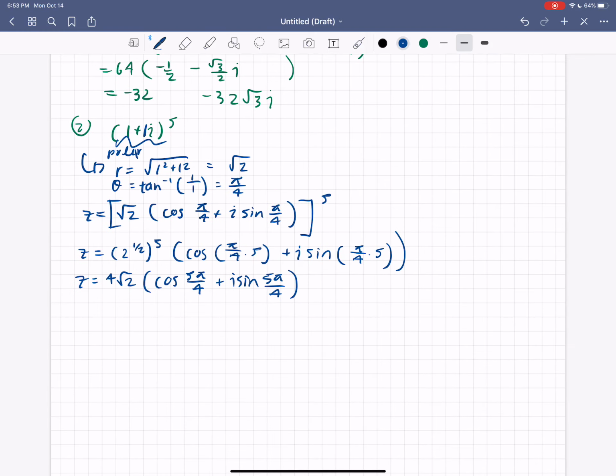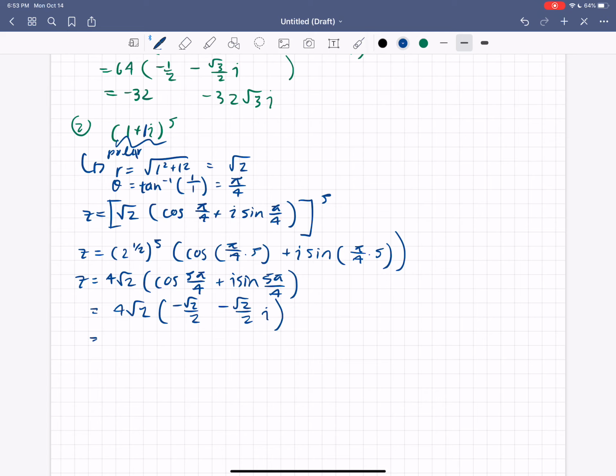Now, we can go further, and we can actually evaluate what those two values are. So cos 5 pi over 4 is like saying cosine pi over 4, but in the third quadrant. So it would become negative root 2 over 2, and then the same for sine. So sine 5 pi over 4 is like saying sine pi over 4 in the third quadrant, which is also negative root 2 over 2.